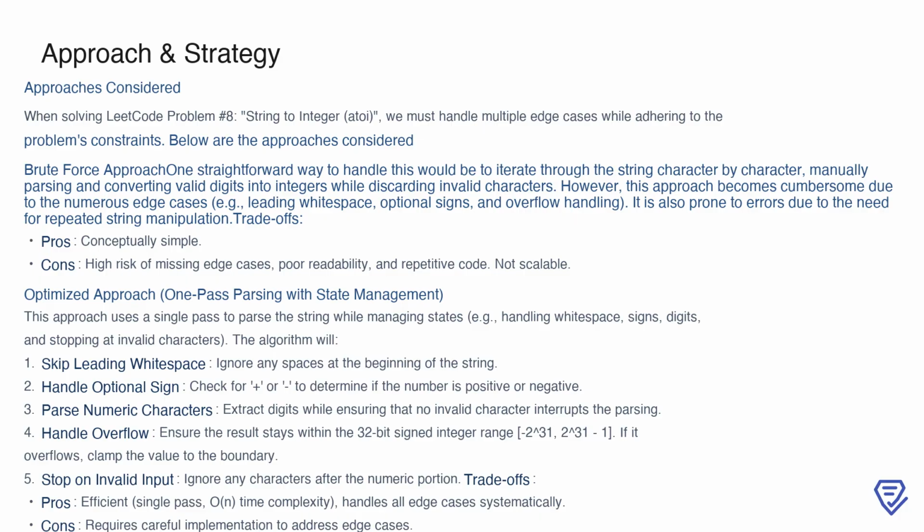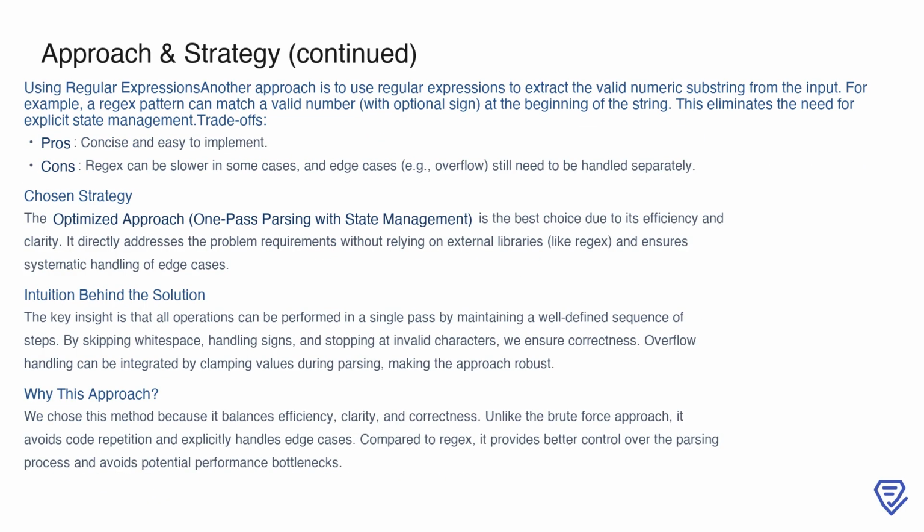On the other hand, a more refined solution involves using a single-pass parsing method coupled with state management. This optimized approach systematically handles each part of the process, skipping leading whitespace, identifying signs, extracting numeric characters, and clamping values to stay within the 32-bit signed integer range. By addressing each of these concerns in one pass, it ensures efficiency and clarity without the pitfalls of repeated string manipulations. Another possible solution to the problem is to use regular expressions.